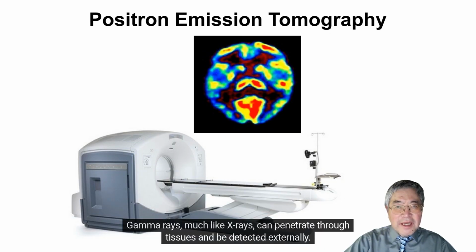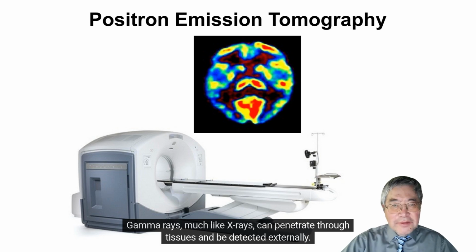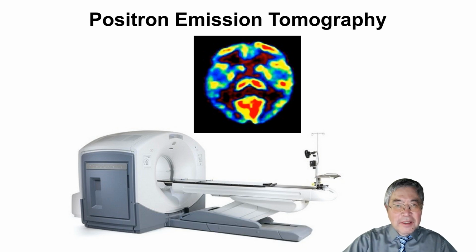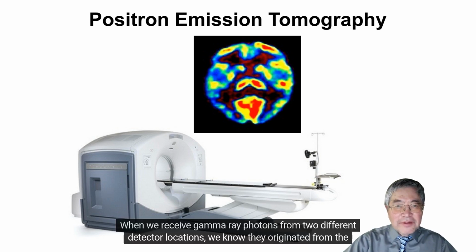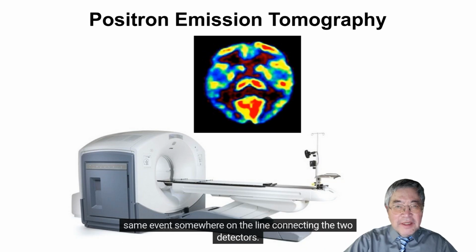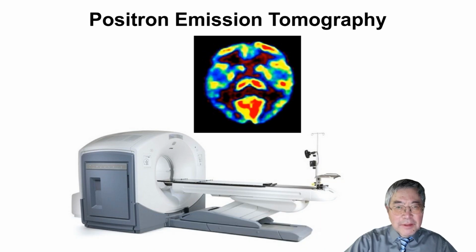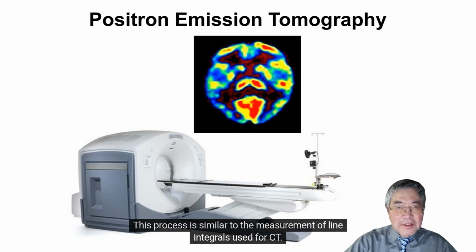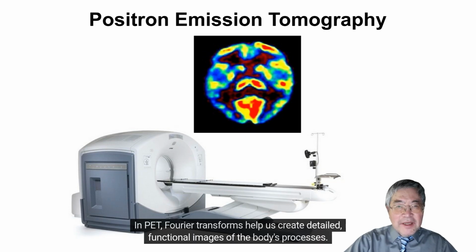Gamma rays, much like X-rays, can penetrate through tissues and be detected externally. When we receive gamma-ray photons from two different detector locations, we know they originated from the same event somewhere on the line connecting the two detectors. This process is similar to the measurement of line integrals used for CT. Then we can apply Fourier analysis to reconstruct the images. In PET, Fourier transforms help us create detailed, functional images of the body's processes.